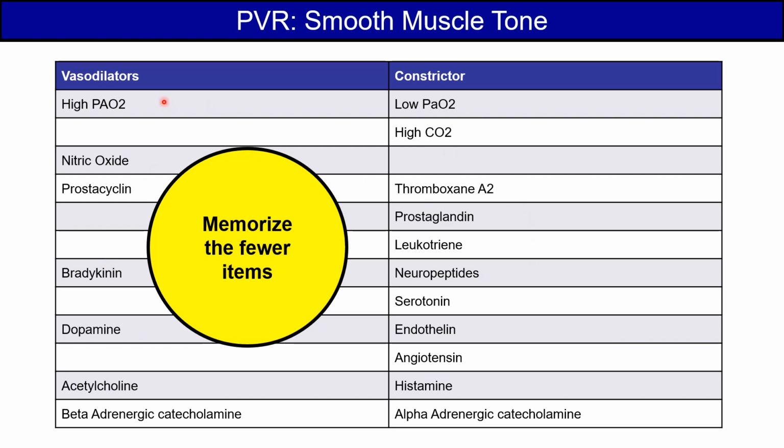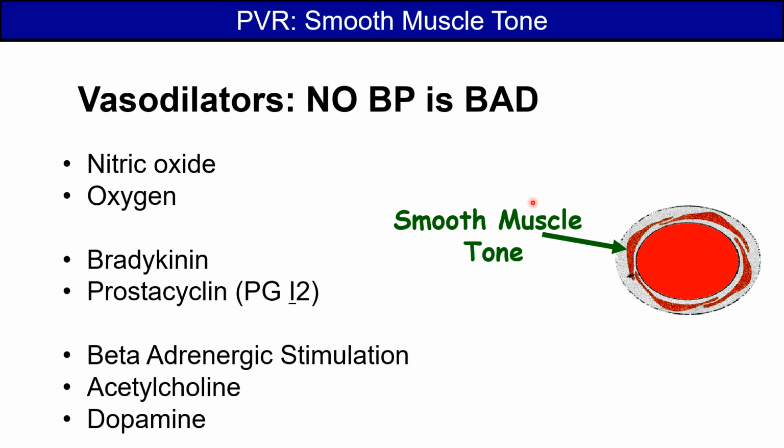So you just memorize the vasodilators. If it is not a vasodilator, then you assume it is a vasoconstrictor. So how do we memorize the vasodilators? The mnemonic is NO BP is bad. So nitric oxide, oxygen, bradykinin, prostacyclin or prostaglandin I2, beta-adrenergic stimulation, acetylcholine, and dopamine. These are the factors that will cause smooth muscle relaxation.